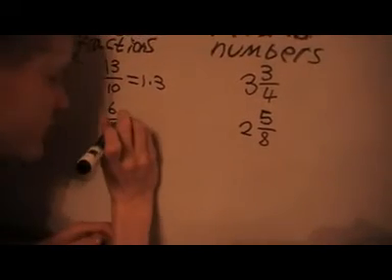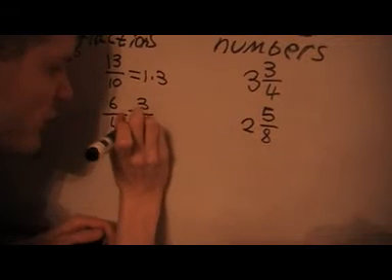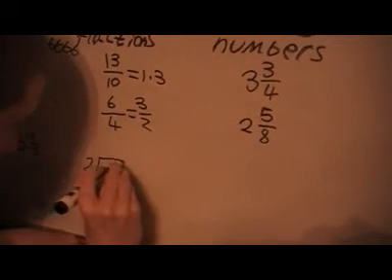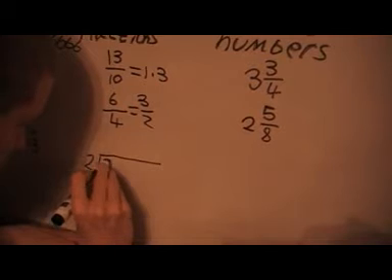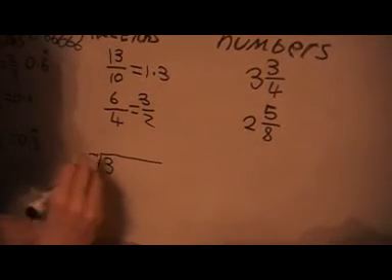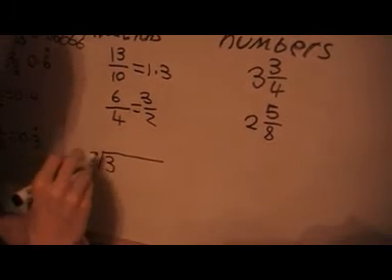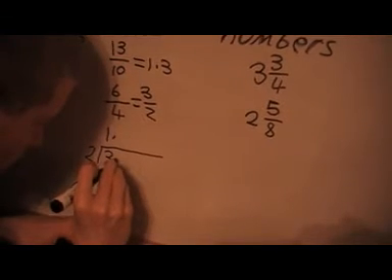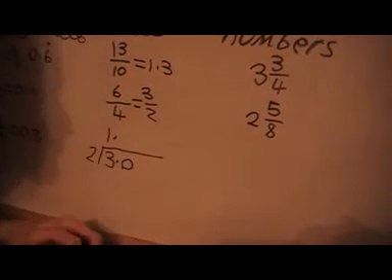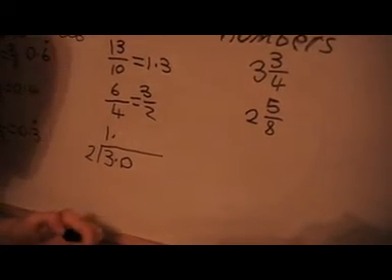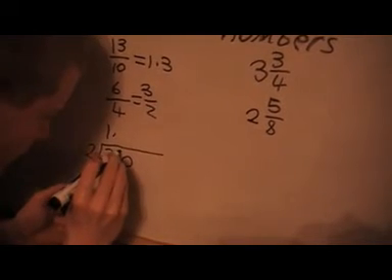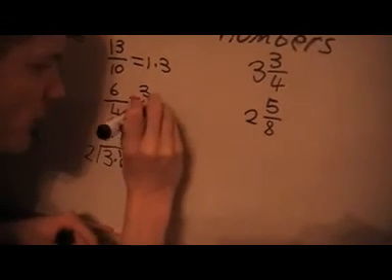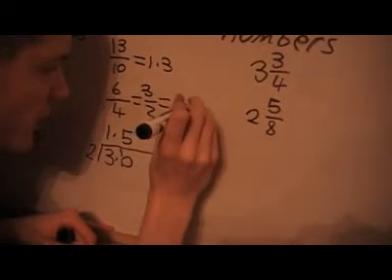First of all, this fraction simplifies to 3 halves. And then we can do the division. 2 into 3 goes once, and that leaves the remainder of 1. So now that's 2 into 10, which is 5, and that goes exact, so we'll stop there. That's equal to 1.5.